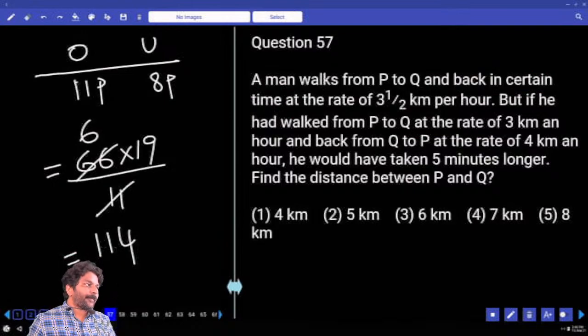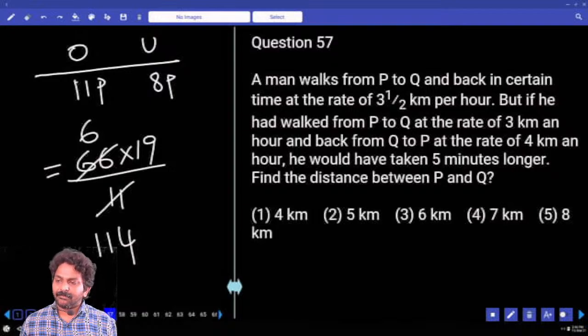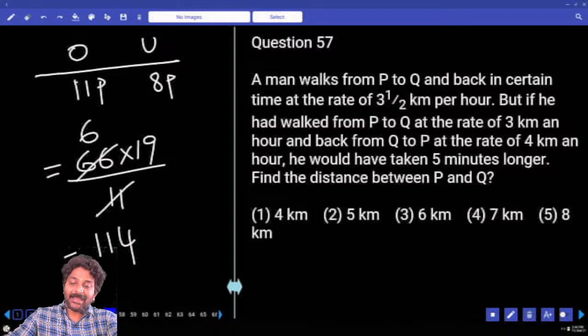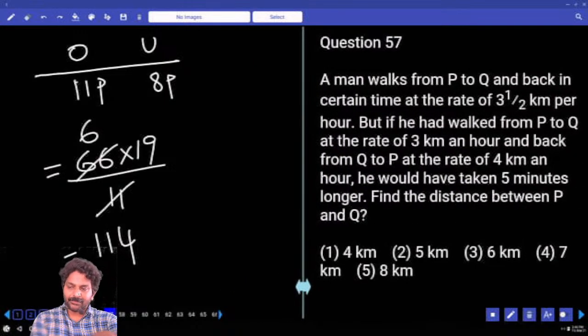Done. A man walks from P to Q and back in a certain time at the rate of 3.5 kilometer per hour. But if he had walked from P to Q at the rate of 3 kilometers an hour and back from Q to P at the rate of 4 kilometer an hour, he would have taken 5 minutes longer. Find the distance between P and Q.